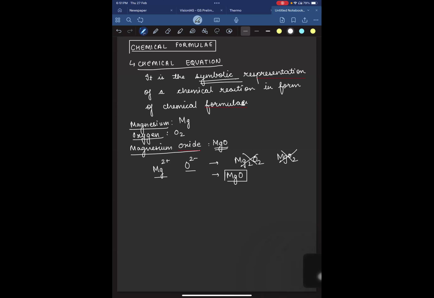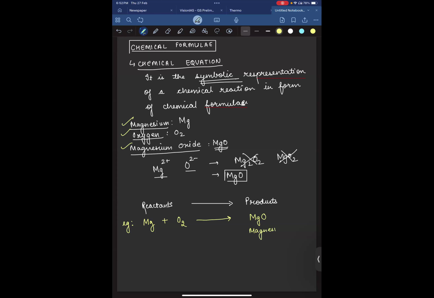So these formulas you'll have to remember correctly. You cannot write any combination, otherwise your chemical equation will be wrong. Now if we start writing our chemical equation, on the left hand side we are going to write our reactants. Then we indicate the direction and then we write the products. Here we have reactants as magnesium and oxygen, product as magnesium oxide. So we will write magnesium reacting with oxygen, changing into magnesium oxide.